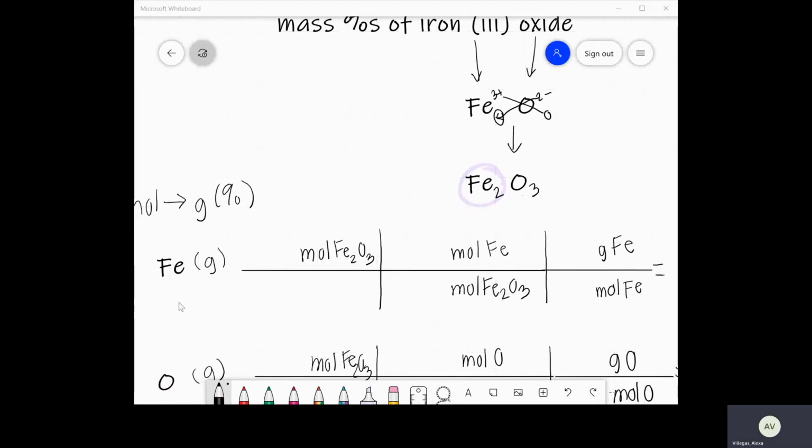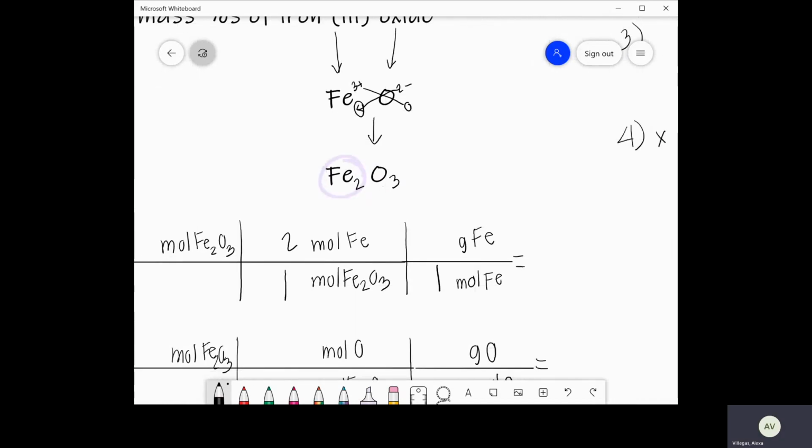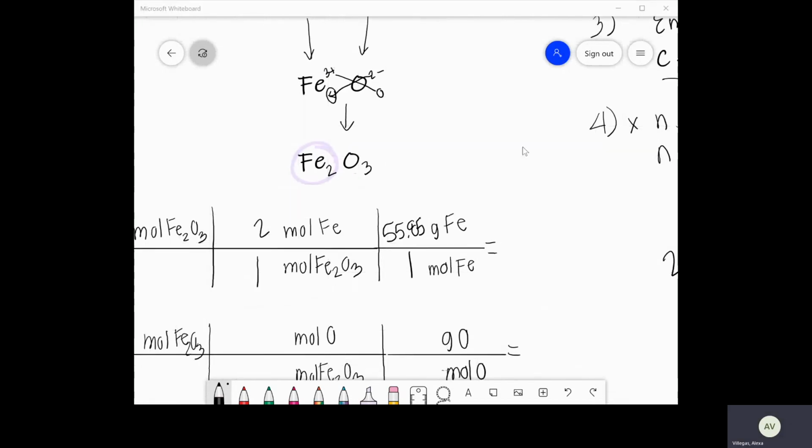I know that I have 1 mole of this compound, and in 1 mole of this compound, I have 2 moles of iron. And I know that in 1 mole of iron, looking at our periodic table, I have 55.85 grams of iron. Calculating that across, I have 111.7 grams of iron.